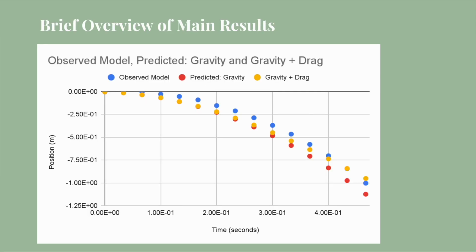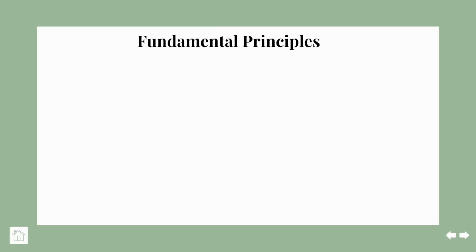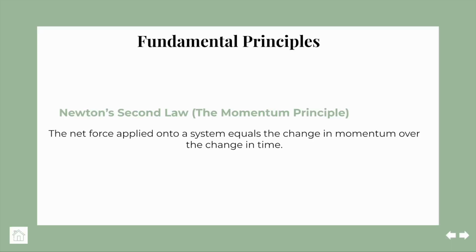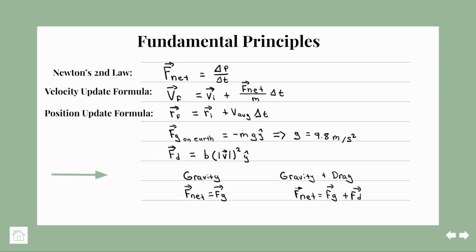So here's a brief overview of the main results. Some fundamental principles we need to understand is Newton's second law. The net force applied onto a system equals the change in momentum over the change in time. And when we look at that as an equation, we can derive the velocity update formula, which will allow us to see how the velocity changes on our computational models. And then we can also get our position update formula.